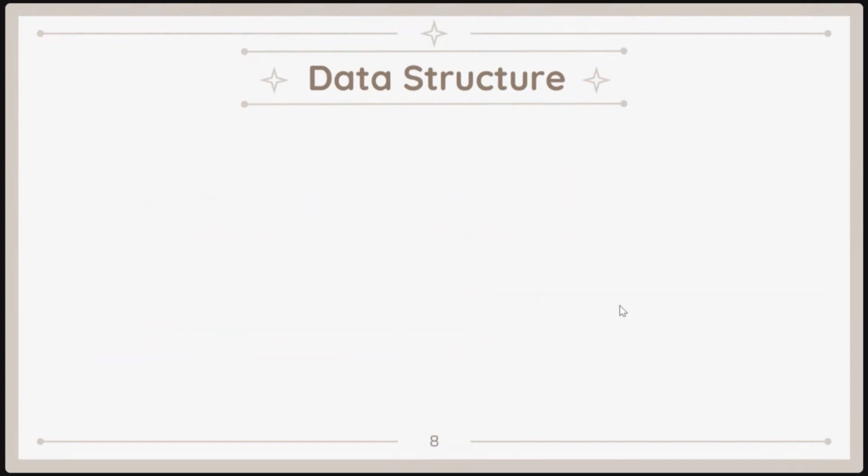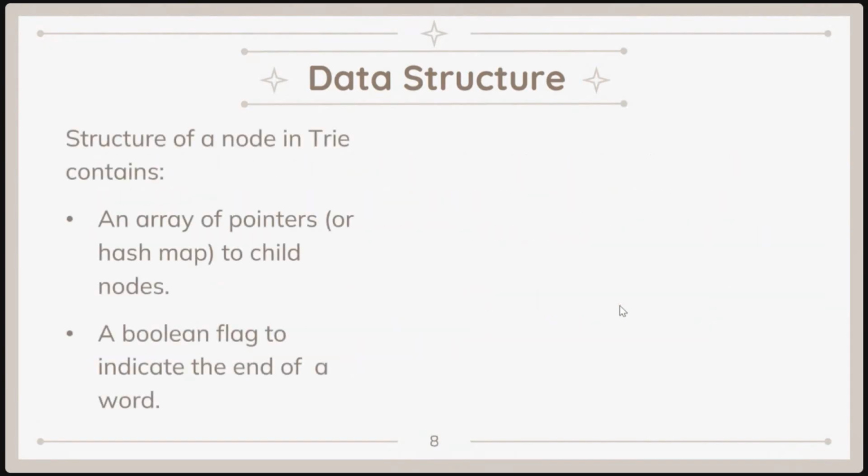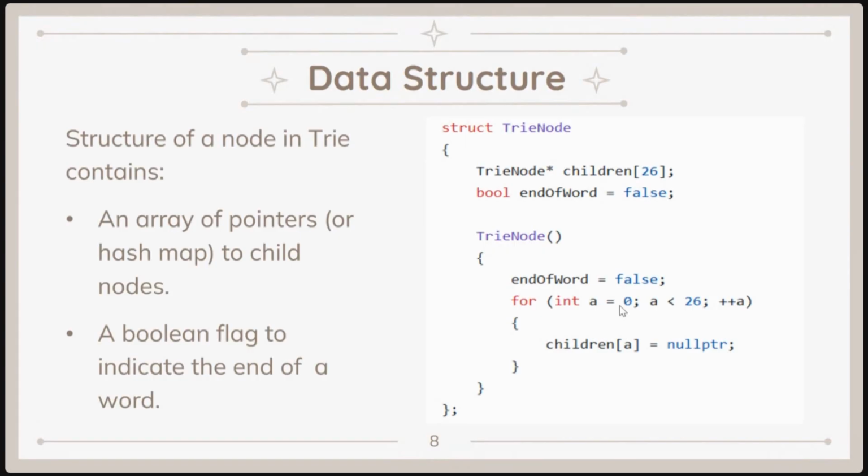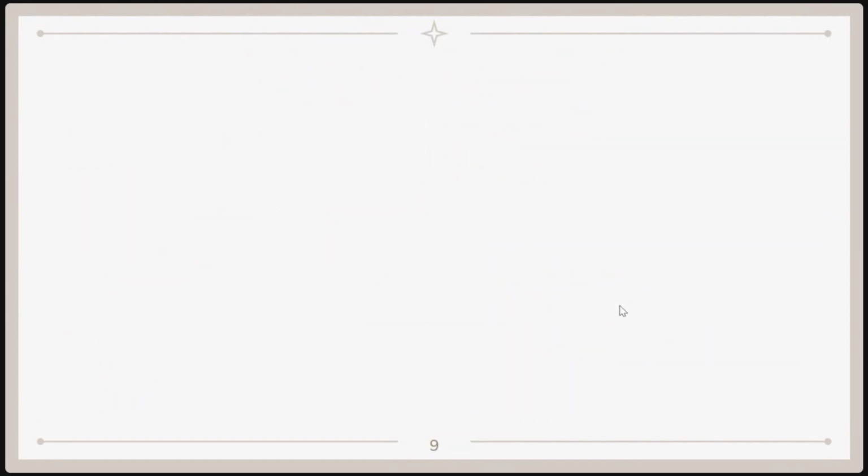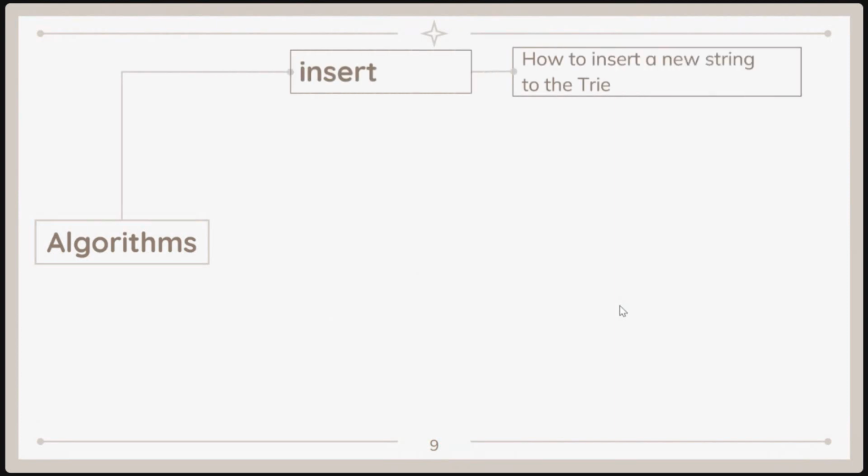Here is the structure of a node in Trie. As you can see, there's an array of pointers to Trie nodes and a Boolean flag to indicate the end of a word. Next, we will come to the basic algorithms on Trie data structure.